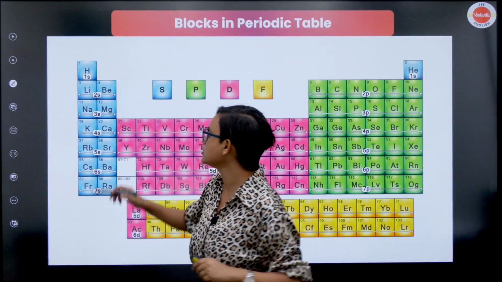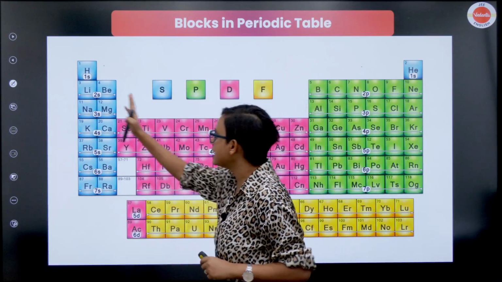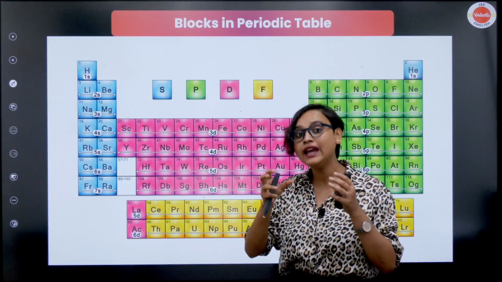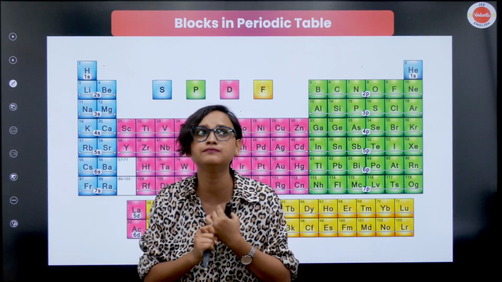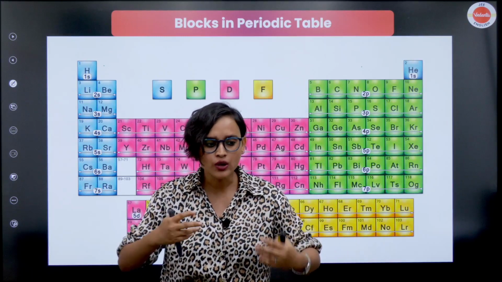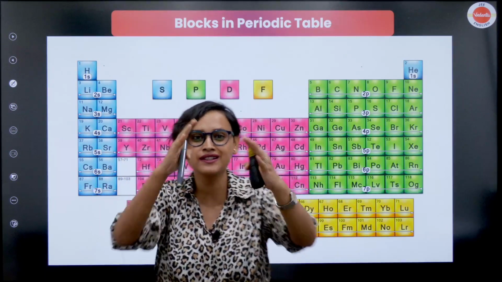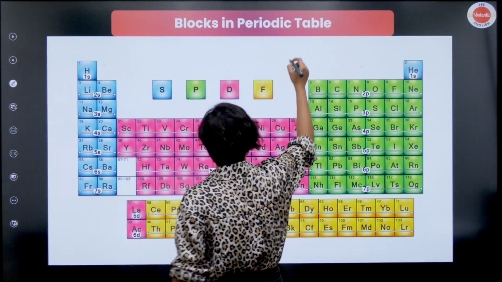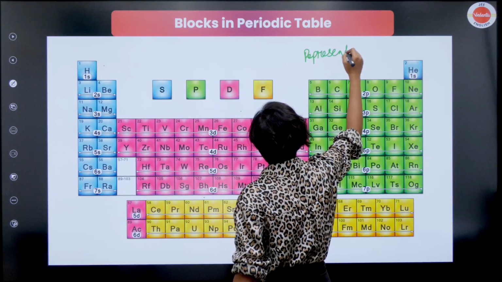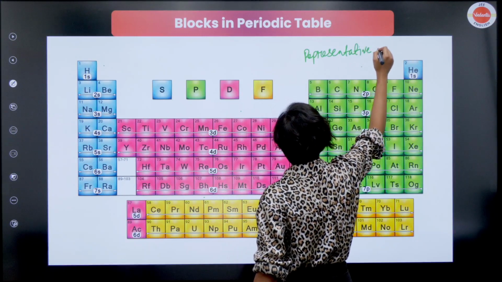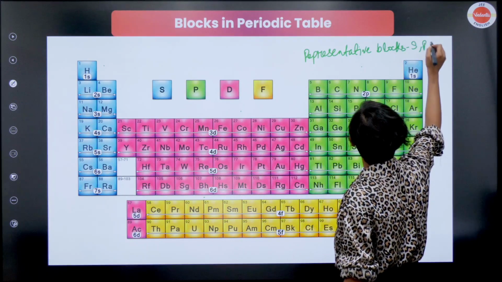But before that, you understand, this is your S block, this is your P block, this is your D block, this is your F block. The S and the P blocks are the main groups. They are called, what was that word? Representative, yes, representative blocks. The S and the P blocks are called representative blocks because they are the main blocks of the periodic table.